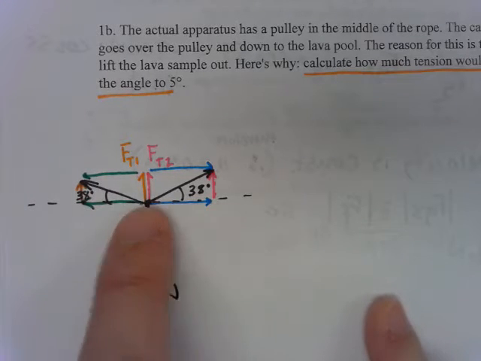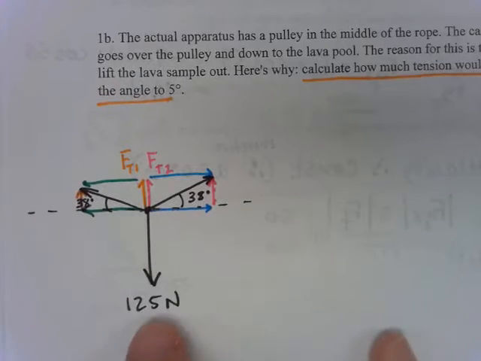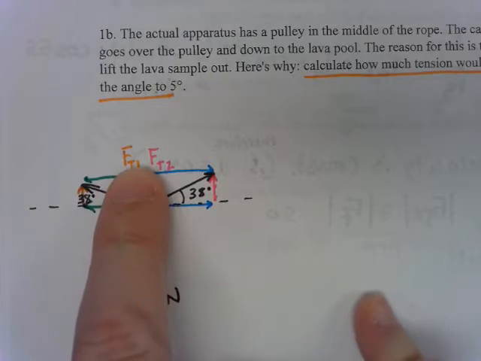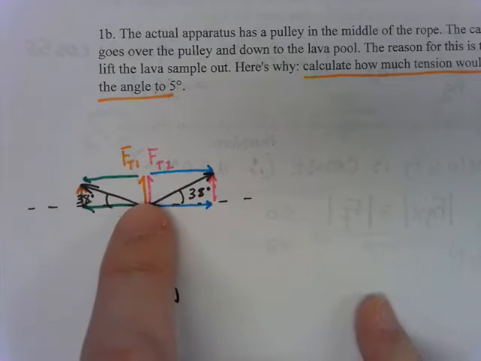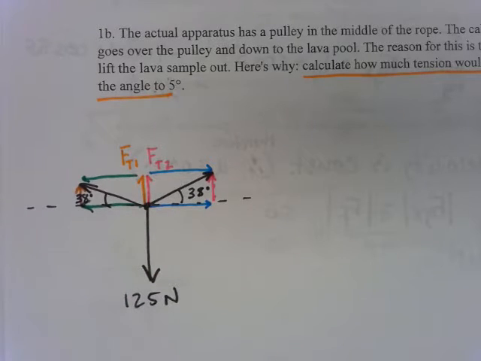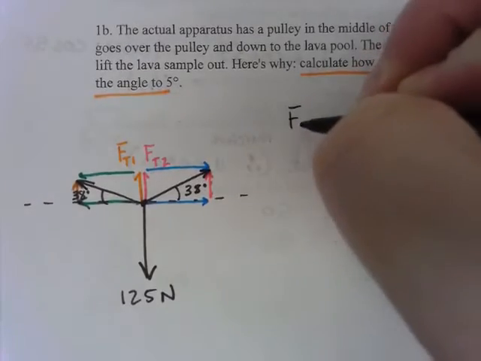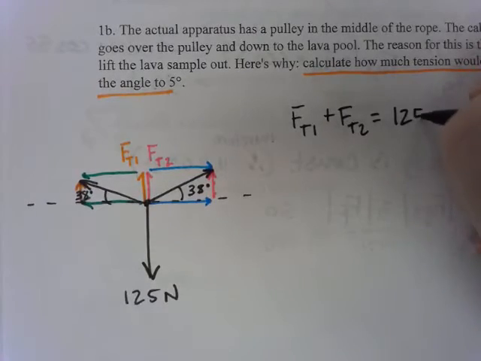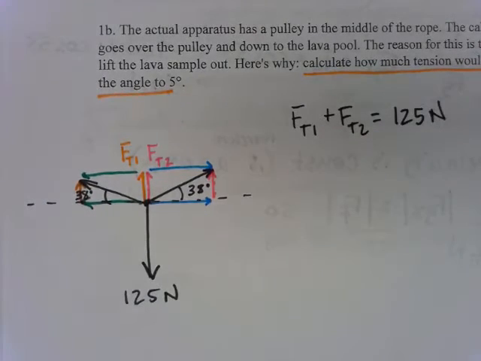Because if this angle is the same, right, and both sides of the rope are supporting this weight, then what that's telling us is that the upward forces that are part of the tension of the rope have to be equal to this downward force. So we could write an equation for this. FT1 plus FT2 equals 125 newtons, right? If that's true, then either of them has to be half that. So what is that, 62 and a half? Yeah.